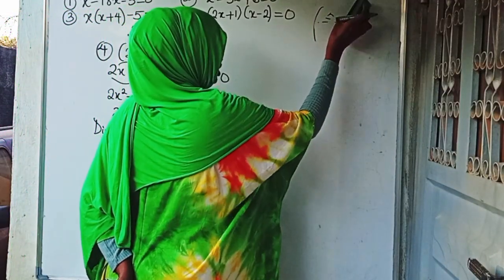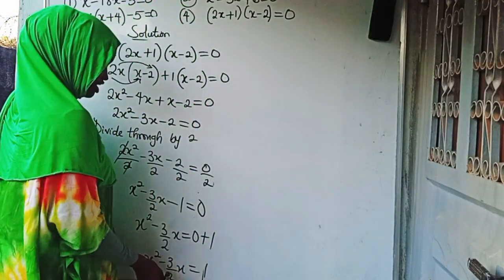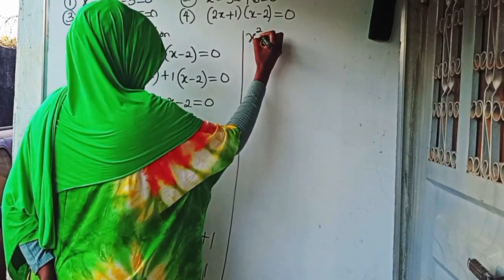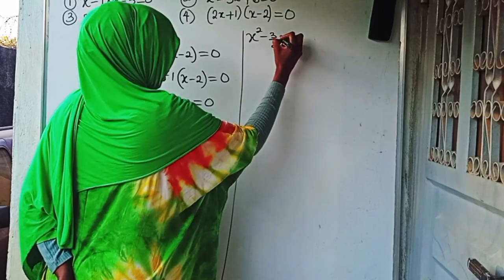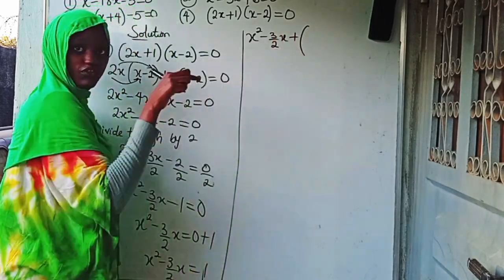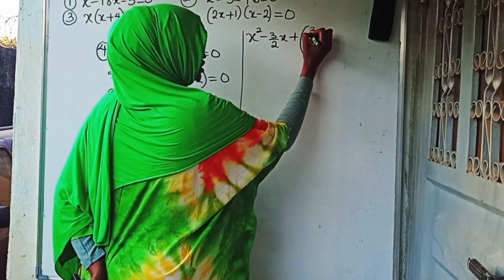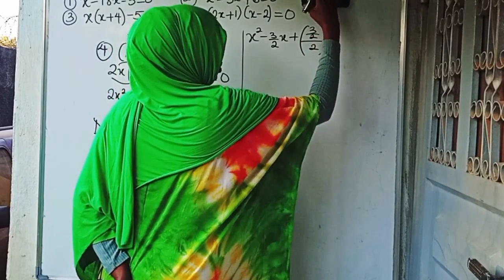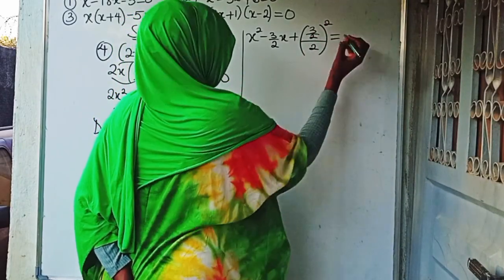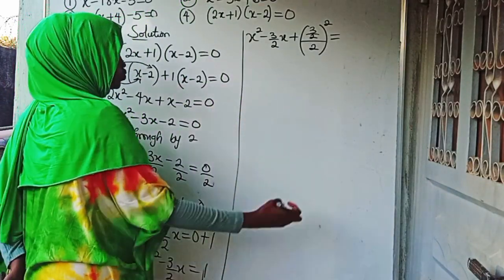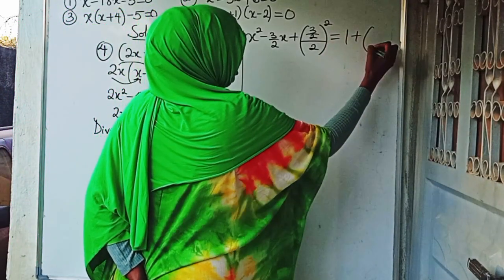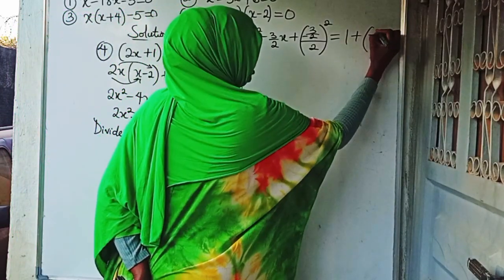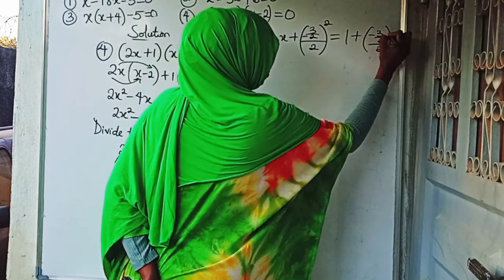Before then, let's do it this way. Let's just write it out first. So this becomes x squared minus 3 over 2x plus, now this 3 over 2, we'll take half of it. It means 3 over 2 divided by 2. Then we square it. Equal to, we do the same thing to the right hand side. What do we have at the right hand side? This is 1. So we have 1 plus, okay, this is a negative because we have a negative sign here. So minus 3 over 2 all divided by 2 all squared.